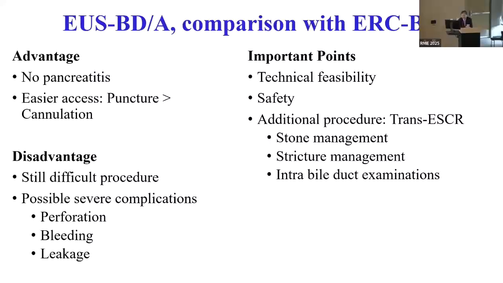So this is a comparison with the ERC bile duct drainage from the ESBDS side. The advantage is no pancreatitis. And I think the easier access: puncturing the bile duct, especially the common bile duct, is easier than cannulation. So this advantage is still a difficult procedure. Many endoscopists think so, but I don't think so.